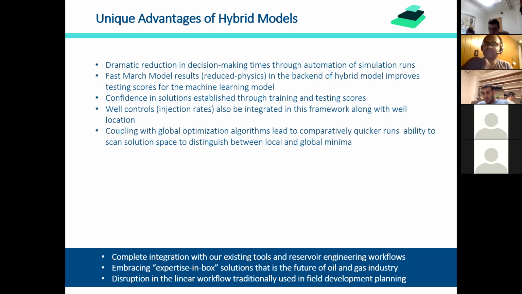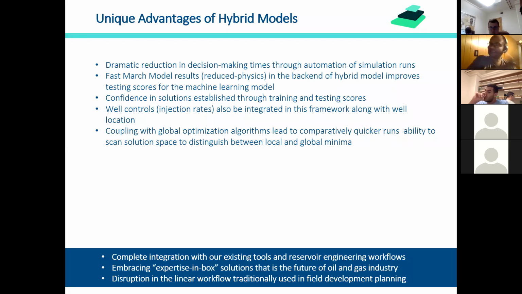And then also coupling with global optimization can really lead to comparatively quicker runs. Traditionally, you couple these optimization algorithms to reservoir simulation, and each of those would require a new simulation run. Simulation runs are expensive, so you're talking about a lot more time required to run these models. But when you establish that coupling with hybrid models, these can be relatively faster, and you can do many more runs, which helps you effectively distinguish between global and local minima.